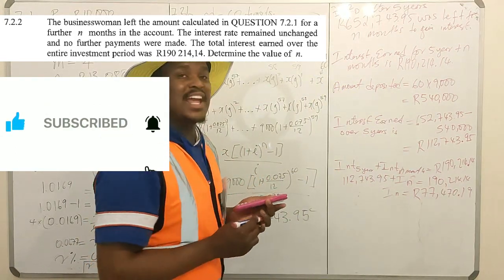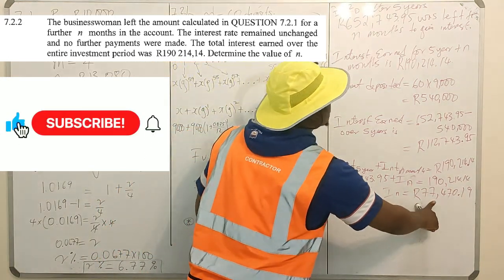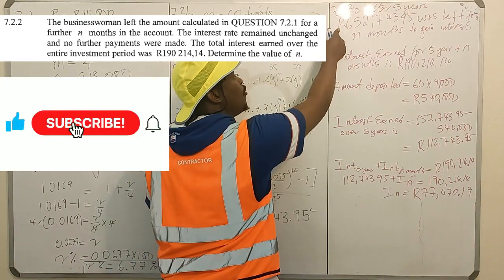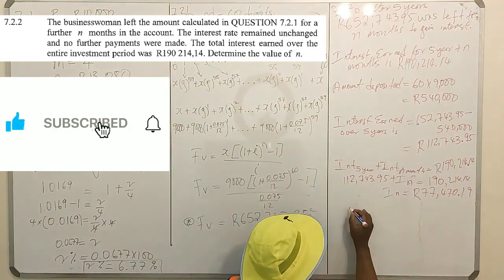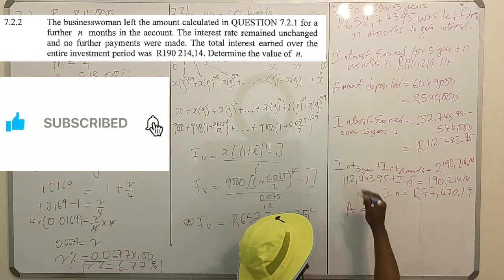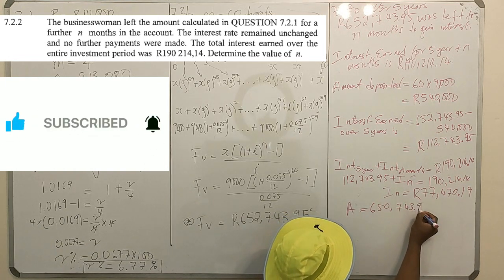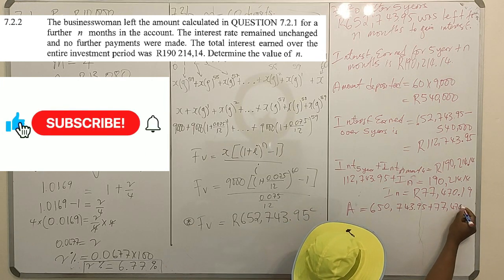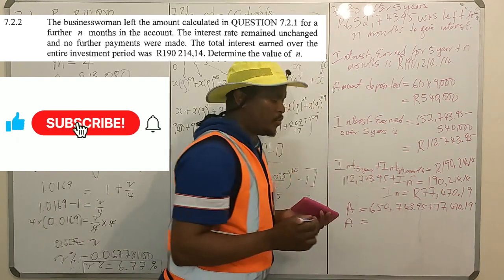So by the end of that n months period, the accumulated amount will be this interest of yours plus the starting amount. So this is the starting amount for that end period, and then that is the interest gained. So your accumulated amount on that end period will be your interest plus the starting amount, which is 652,743 rands 95 cents. You add to this one 77,470 rands 19 cents. So this is the amount that you had in your account after n months.